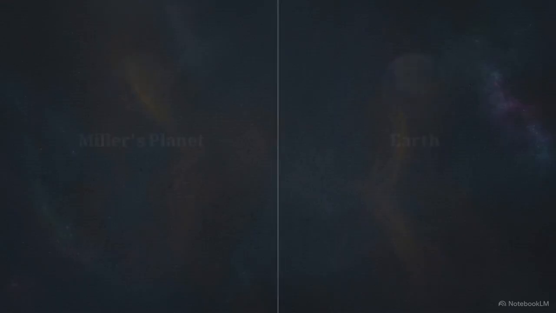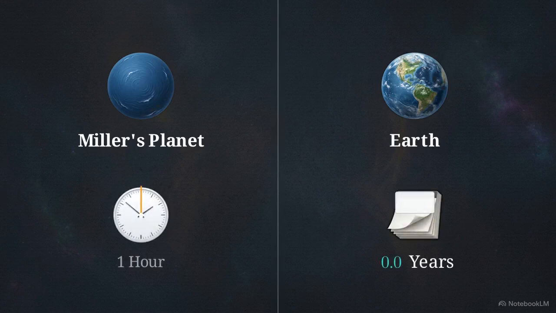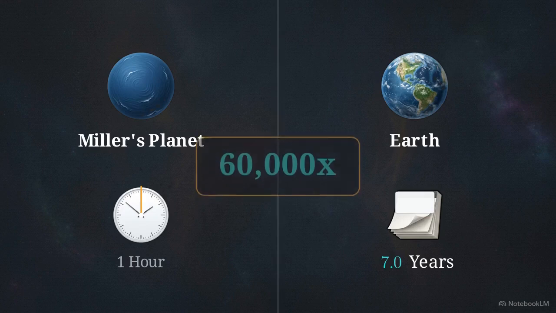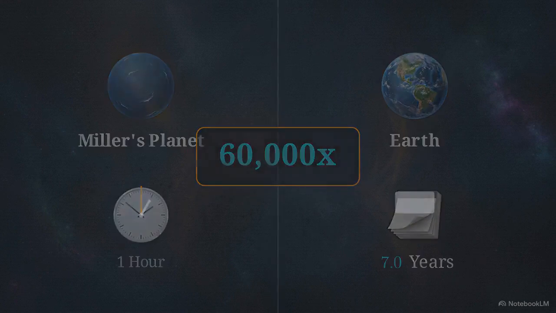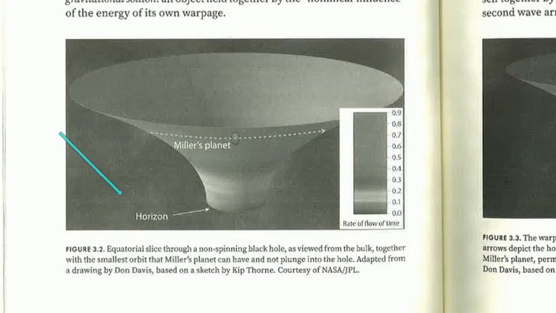On Miller's planet, the crew faces extreme time dilation. 1 hour on the surface equals 7 years back on Earth, a factor of roughly 60,000. To hit that ratio, the planet must orbit terrifyingly close to the event horizon.